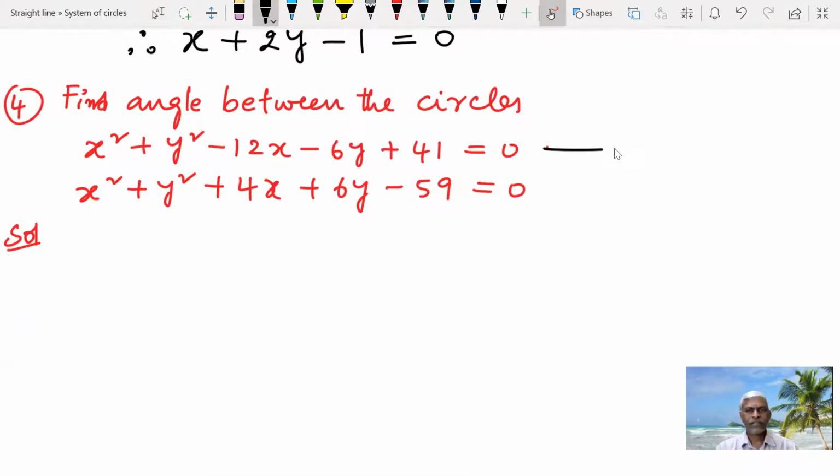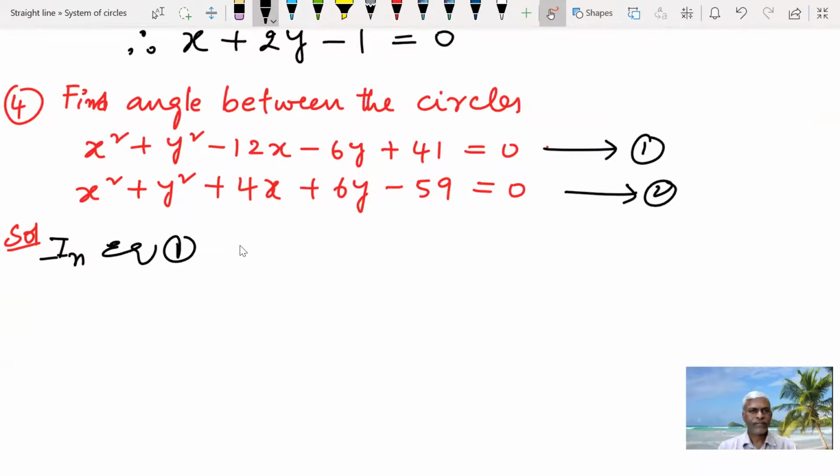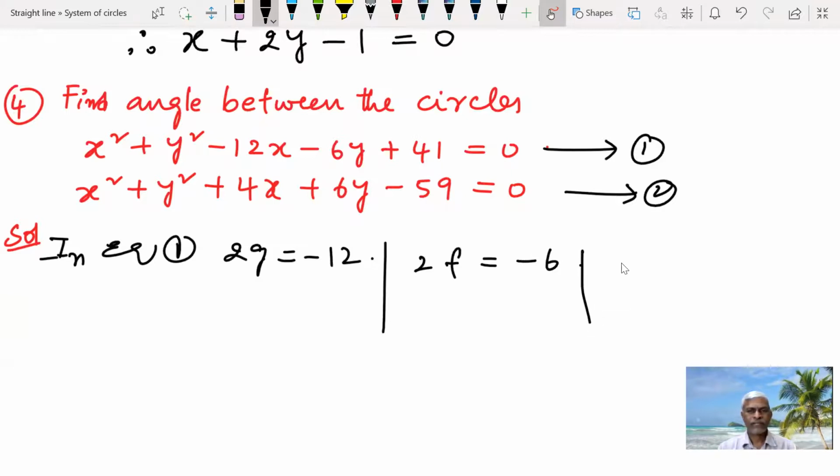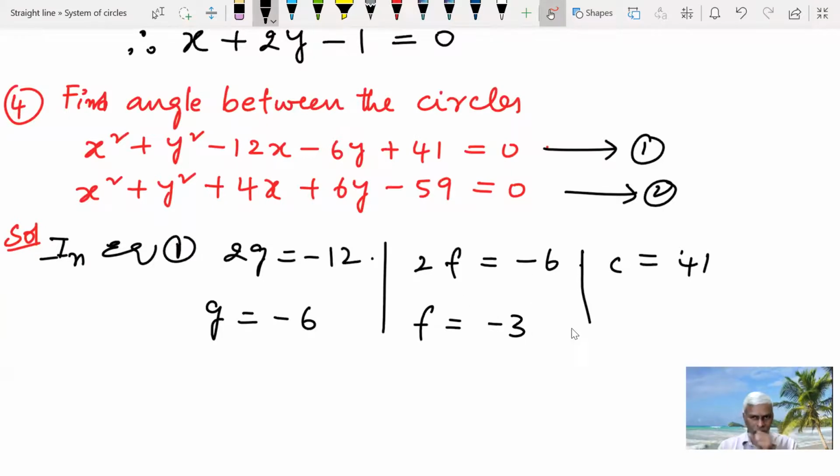So let this be first equation, this second equation. In equation 1, 2g is minus 12, 2f is minus 6, c value 41. So g is minus 12 by 2, minus 6, f is minus 6 by 2, minus 3, c value 41.